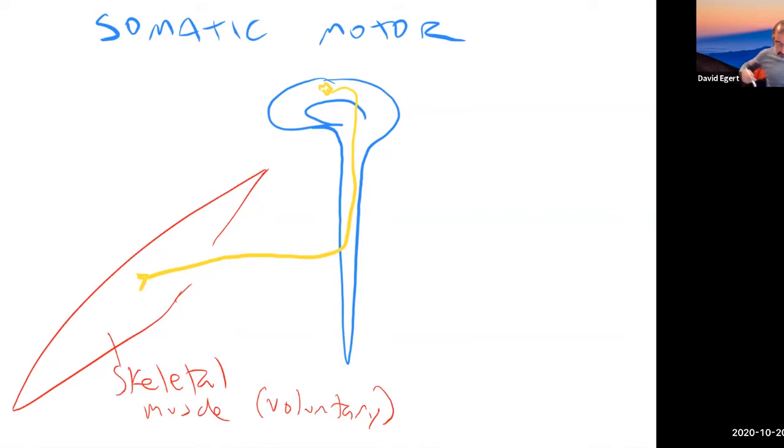So the things to know about the somatic motor wiring. One thing is there is always one motor neuron. The motor neuron has its cell body in the CNS and then travels all the way to the target muscle.